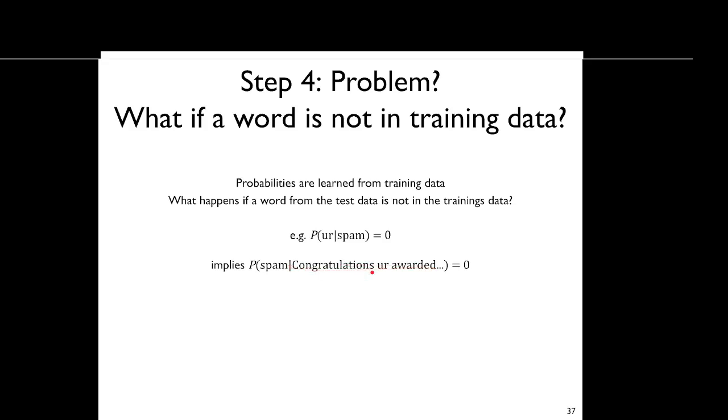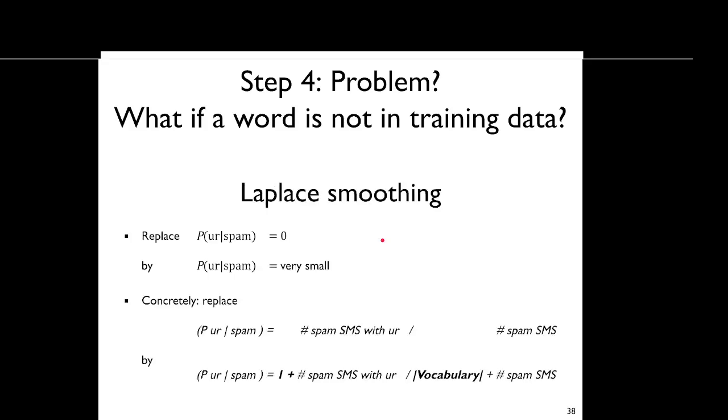So if one of them is 0, no matter how high or low the others are, everything turns out to be 0. So this 0 has a very, very big impact on the overall application. So we must get rid of that 0. How do we do that? We simply replace that 0, which strictly speaking is true, by something that is very small. And that technique is called Laplace smoothing. So Laplace, the famous French mathematician. So the technique is called Laplace smoothing.